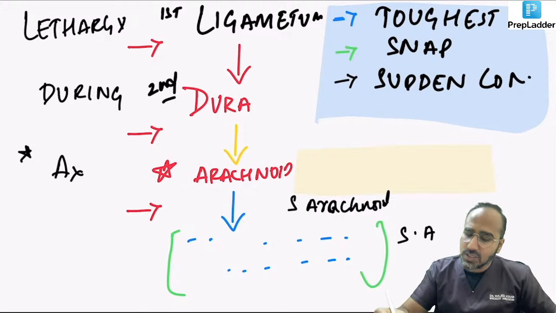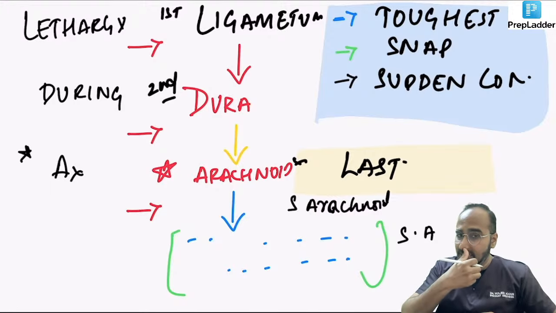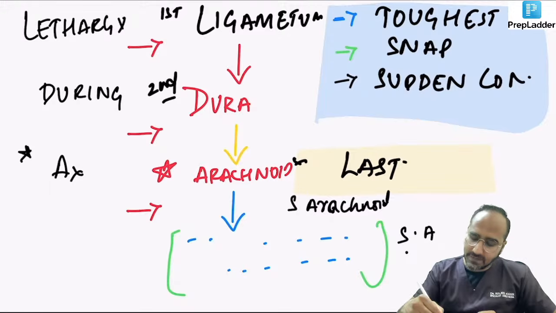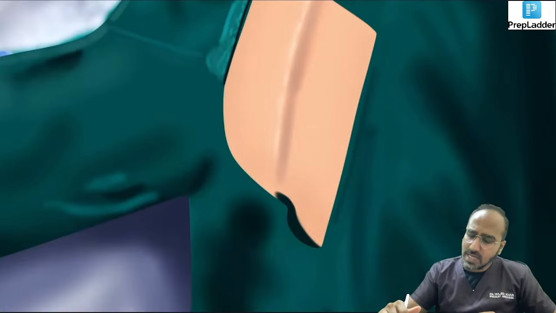So the next layer is dura. The last layer to be pierced in spinal anesthesia is the arachnoid. Once you puncture the arachnoid, you will be in the subarachnoid space where you will see the CSF. So just guys, just look over here. As you are passing the needle, what are the layers that are pierced?